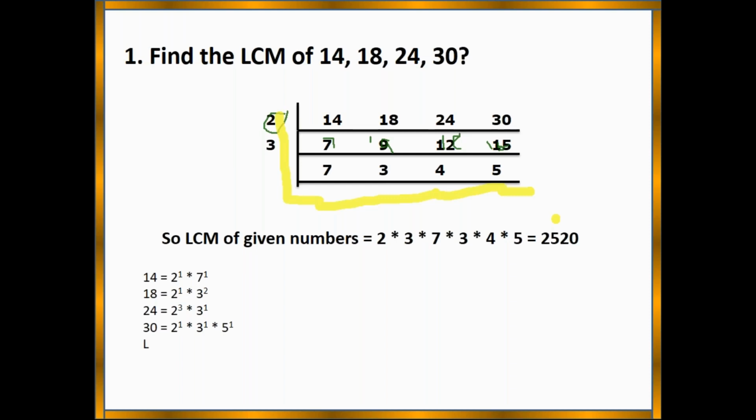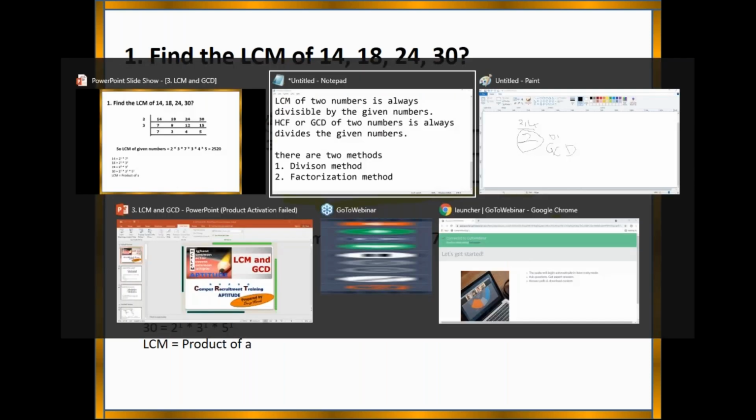This is the prime factorization of the given numbers. Once you write the prime factorization of each and every number, 14, 18, 24 and 30, to find the LCM by using the factorization method, one of the most important points here, write down.